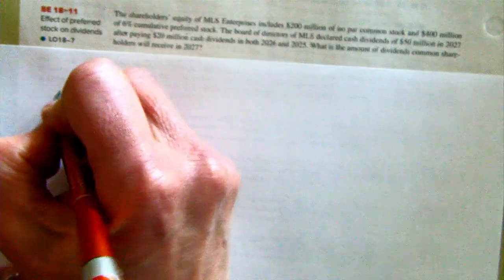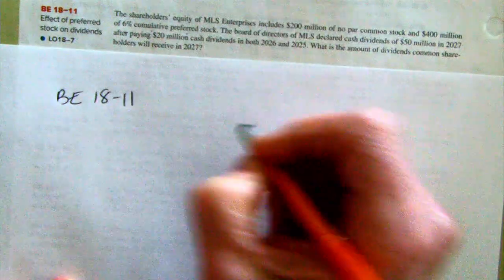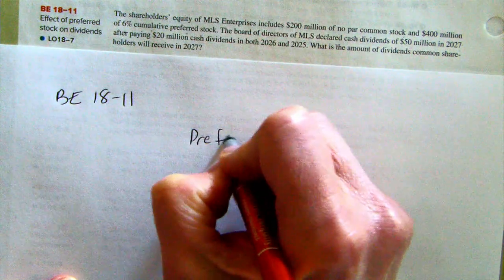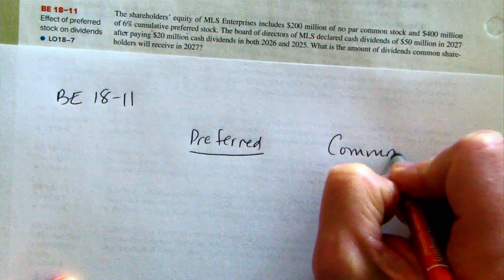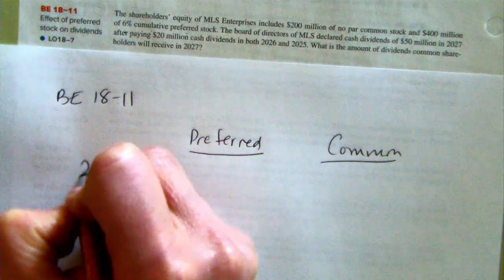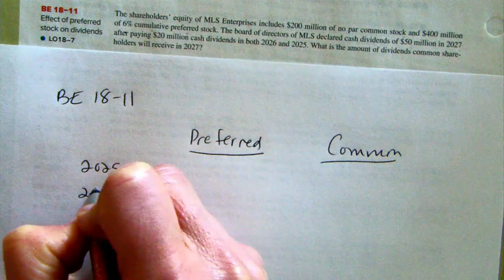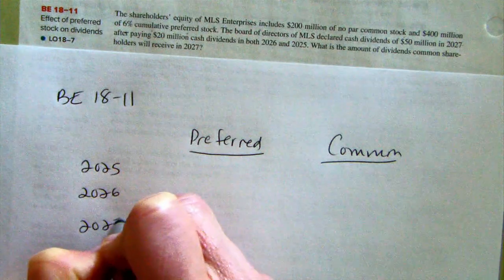So basically, we've got to set this up similarly to the way it was presented in the PowerPoints that I just went through. So we're looking at preferred, common, 2025, 2026, 2027, okay?